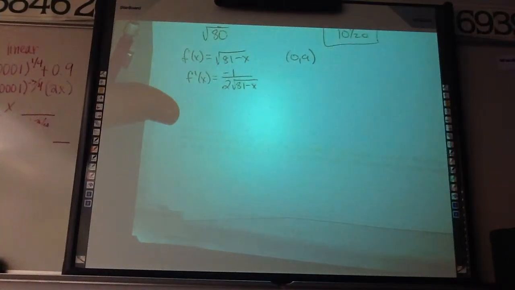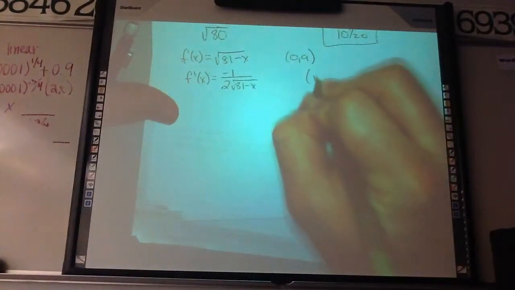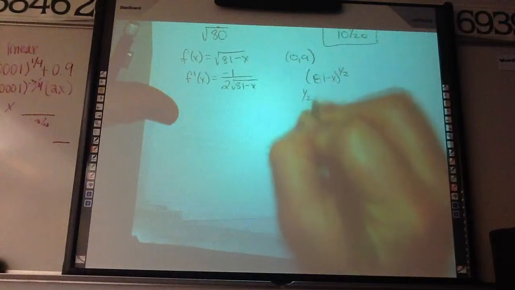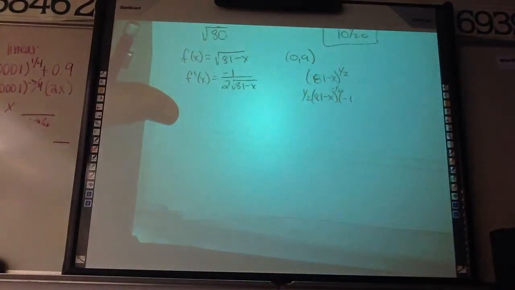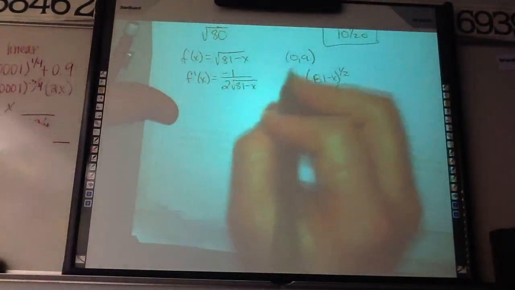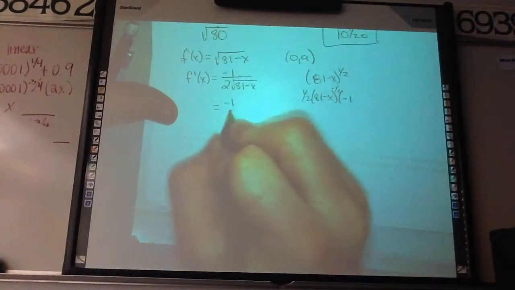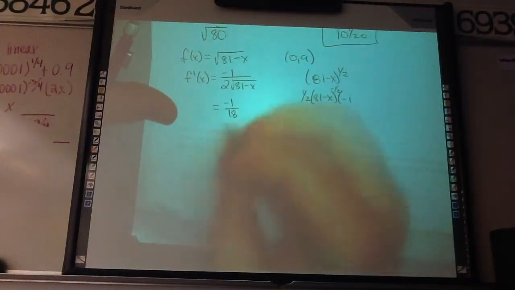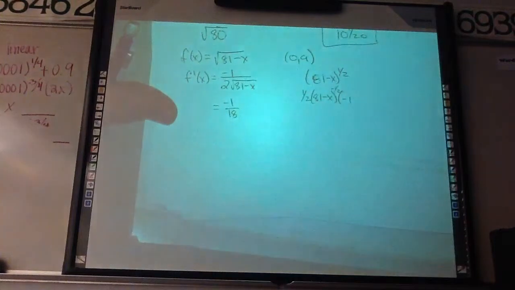Derivative of the inside would be -1. Right? That'd be 81 minus x to the 1/2. Derivative of the outside times the derivative of the inside. So yeah, it's -1. So there's your derivative. Plug in 0 for x. So it's -1/18. That's why, 81 minus 0 is square root of 9. 9 times 2 is 18, right?